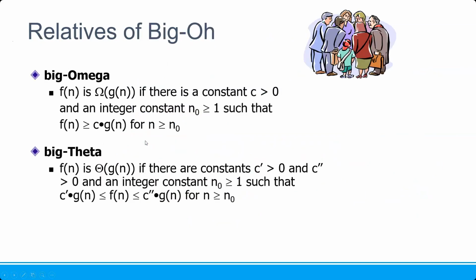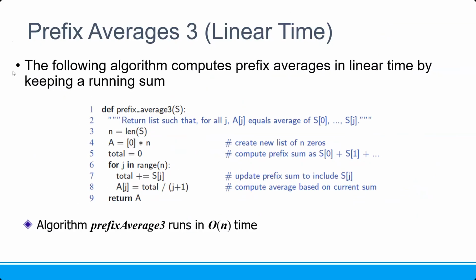Okay, so you can see the prefix average 1 runs in O(n^2). Prefix average 2 runs in O(n^2). The prefix average 3 runs in O(n). Okay, which one is the best one? The best one is the smallest one, which is O(n), because it can run in linear time.